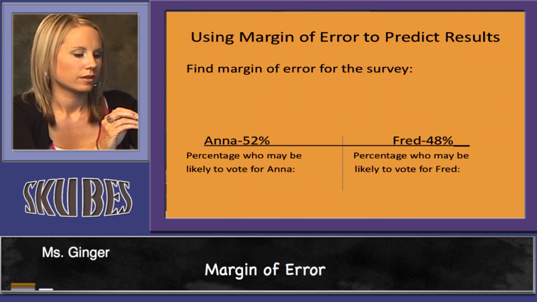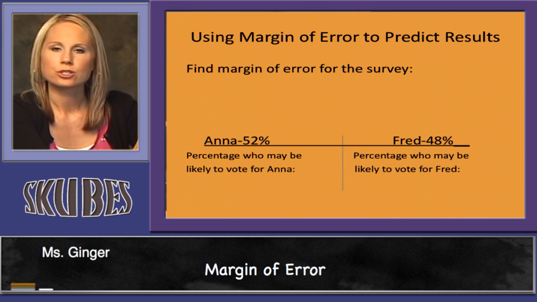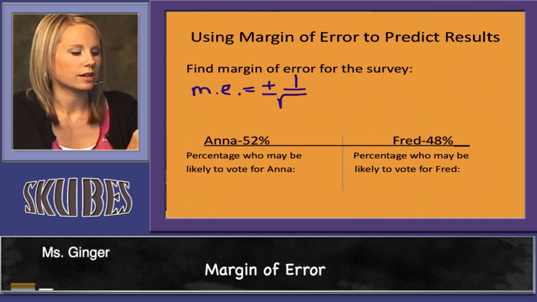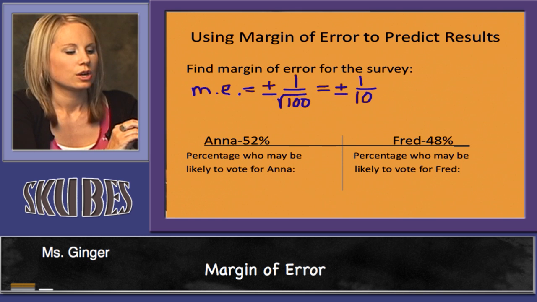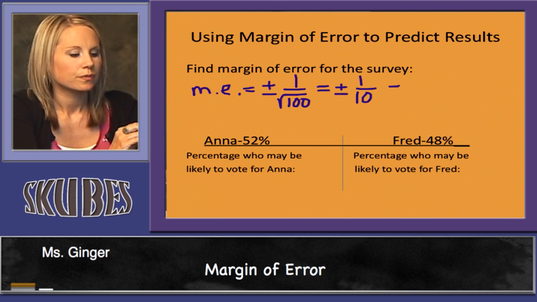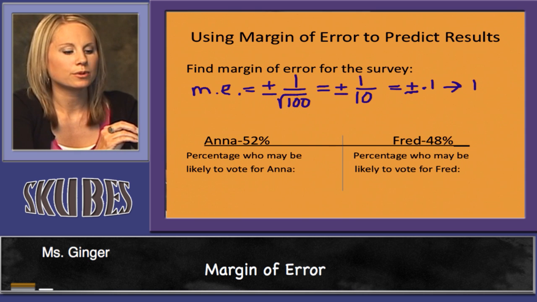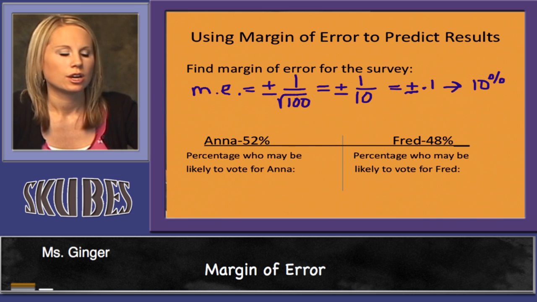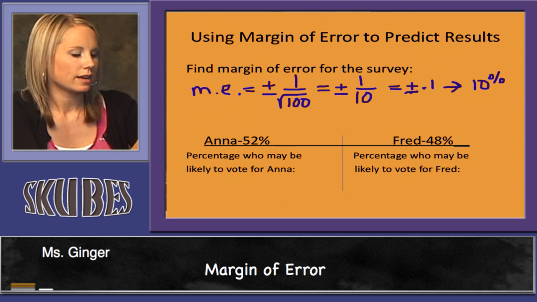To find the margin of error, we're just going to use that formula once again. So margin of error is plus or minus 1 over the square root of our sample size, which was 100. So it's going to be plus or minus 1 over 10, which is 0.1, which translates to 10%. Okay, so we have a 10% margin of error here.